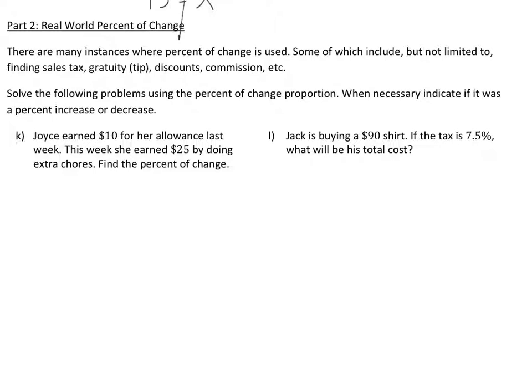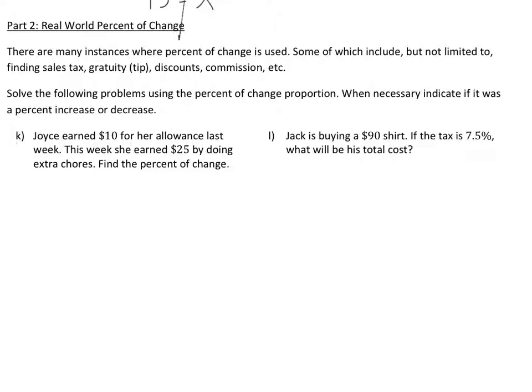Real-world percent of change. There are many instances where percent of change is used, some of which include, but are not limited to, finding sales tax, gratuity or a tip, discount, commission, etc. Let's just talk about what we know and make sure we know what all of those words mean. So in the United States, if you purchase something, there's a sales tax. It's a small percent that goes to the government.